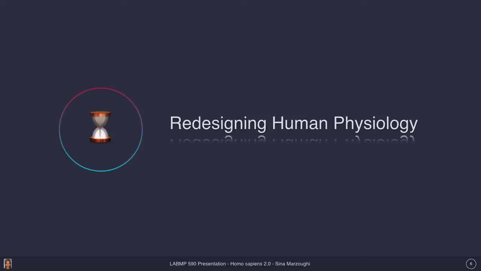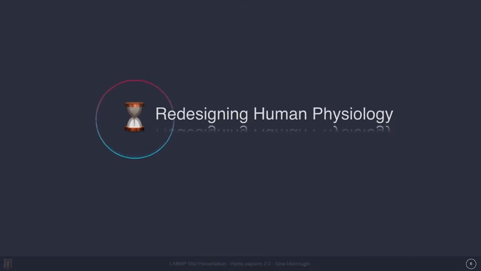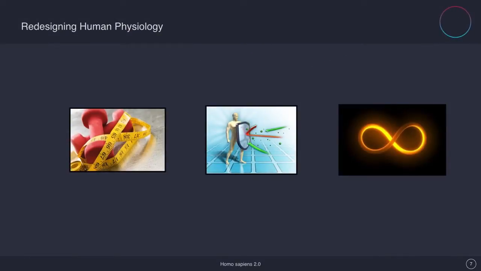Now I just want to talk about human physiology and some of its limitations, which are a direct result of the inefficiency of evolution. There are three main topics: metabolism, the immune system, and finally, of course, the greatest weakness of all biological systems, mortality. How can we use technology to try to get past that barrier?